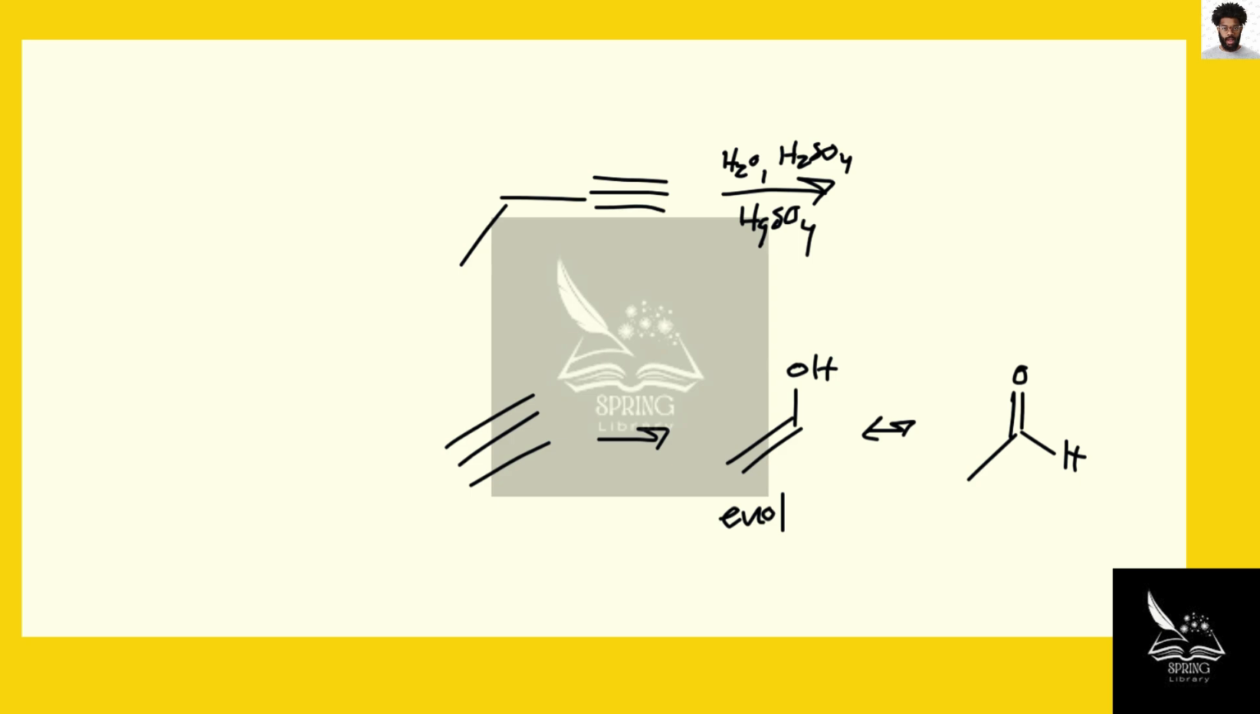Let me make a note of the carbons here. This is carbon 1 in red, and we'll call this carbon 2 in blue. Now we'll redraw this as an alkene with an OH on one side. Okay, carbon 2 in blue, carbon 1 in red, with an OH on one side, specifically the side that is less substituted, right?